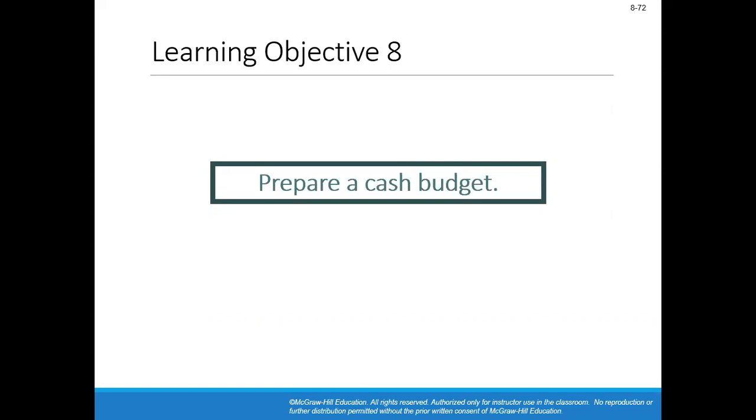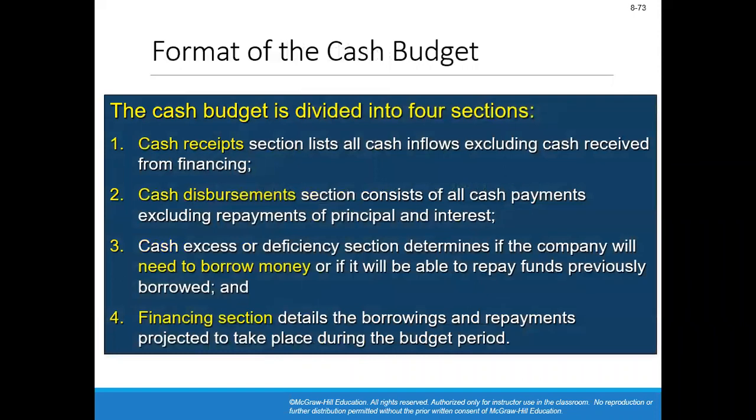So let's see. So cash budget has 4 sections broadly. First section is cash receipt. So from this name, you can understand what will come here. The cash inflows will come here, which will not include the cash coming from the financing, because cash coming from the financing will be included in a separate section, which is the financing section. Okay, so cash receipt will include only the regular cash inflows.